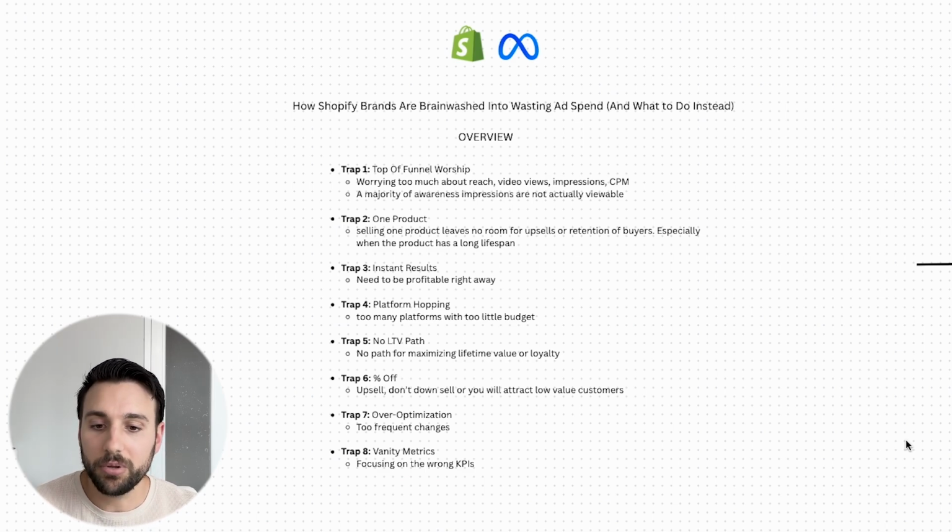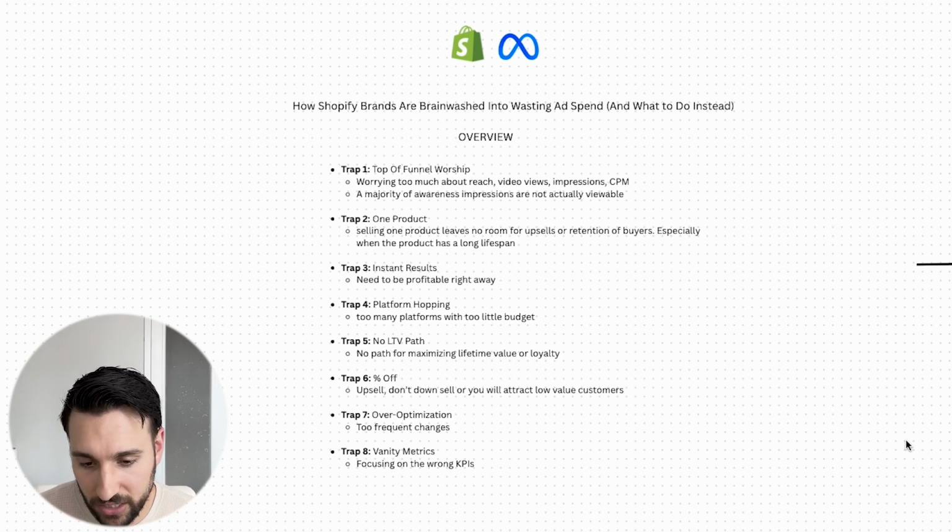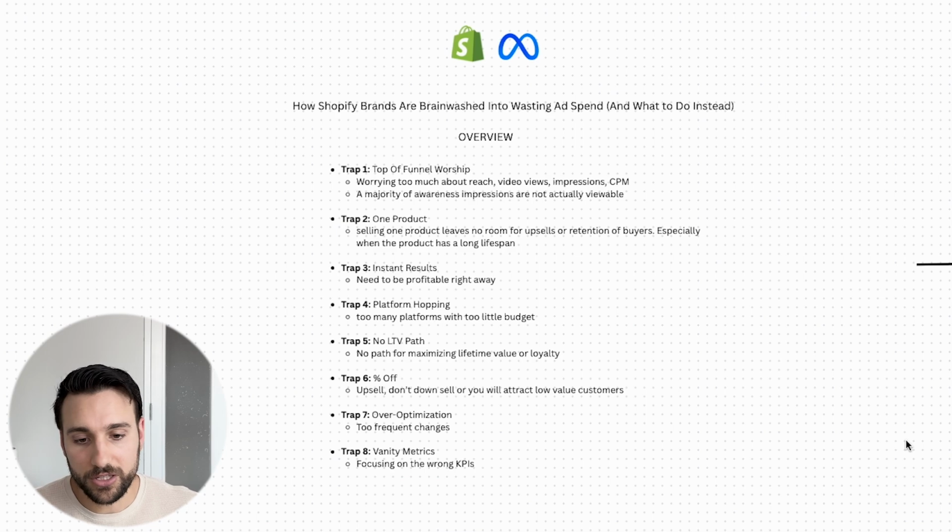Trap 4, platform hopping. Doing too many platforms with too little budget all at once. Trap 5 is no lifetime value plan. So no path for maximizing lifetime value or customer loyalty. Trap number 6 is percent off discounts. Upsell, don't downsell. Trap 7 is over optimization.